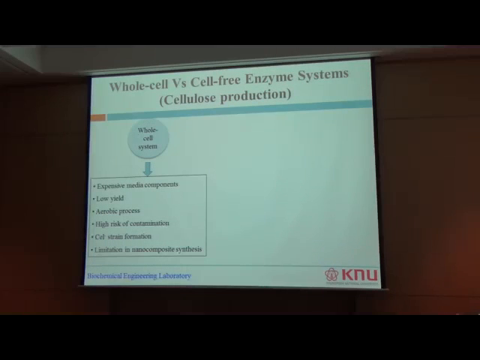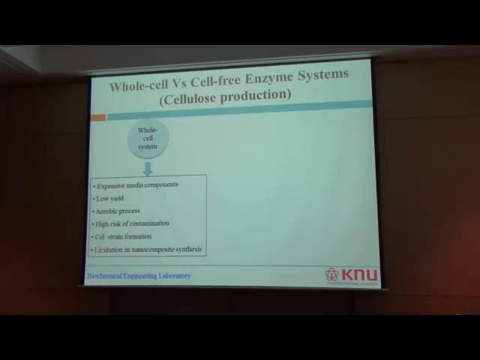If we compare the cell-free system with the whole-cell system, in the whole-cell system expensive media components are used, because besides the main carbon source for production of cellulose, there are several nutrients that need to be added for growth and proliferation. As a result, the substrate is used for growth and proliferation besides product formation. This results in lower yield. Moreover, the process is aerobic, and there is a high risk of contamination by other microorganisms. If the production is carried out in agitated culture, it can result in cellulose-negative strain formation that will result in lower production.